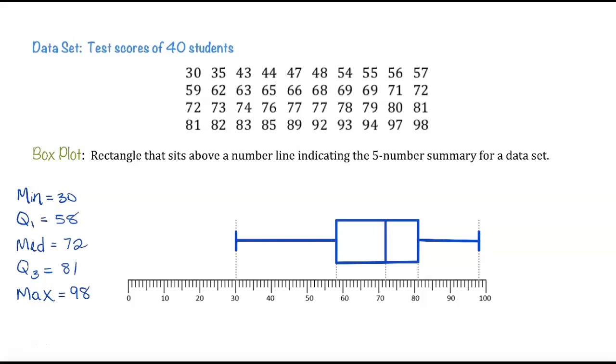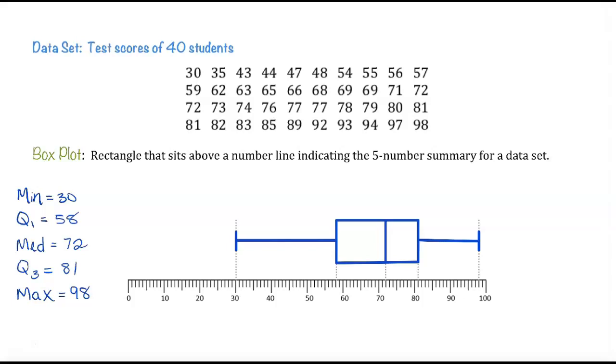Notice the features of the data that a box plot shows off. We can clearly see the range of values from 30 to 98. We can tell quickly that the lowest score was a 30 and the highest was a 98. We can also see that the center 50% of students were clustered together between scores of 58 and 81, and the center of the data set, measured by the median, is at 72.